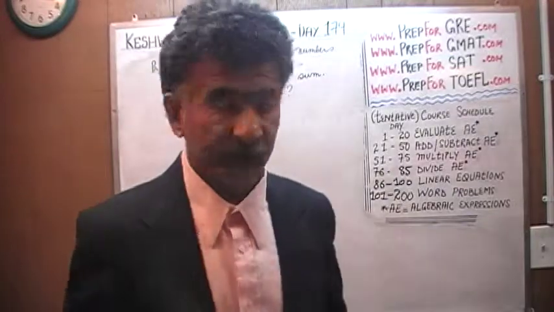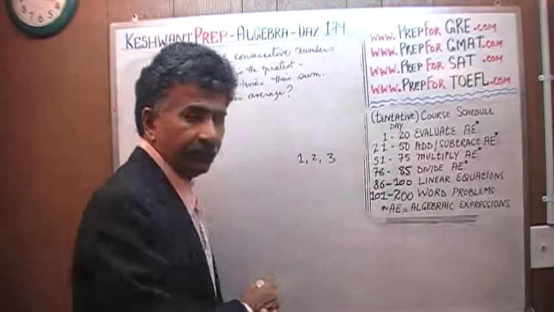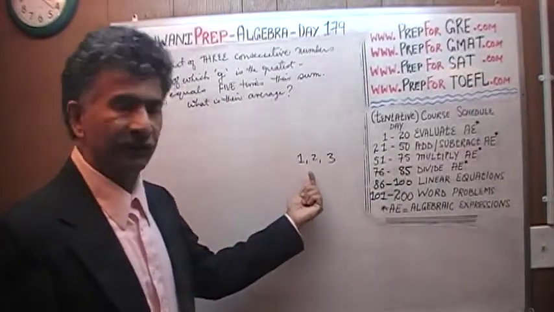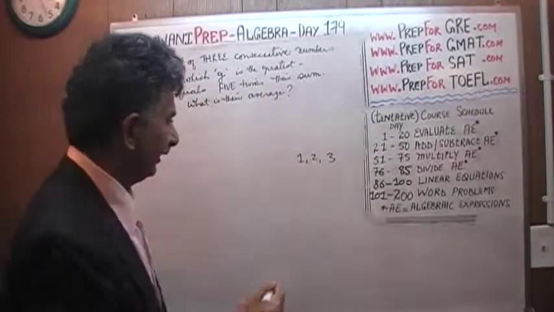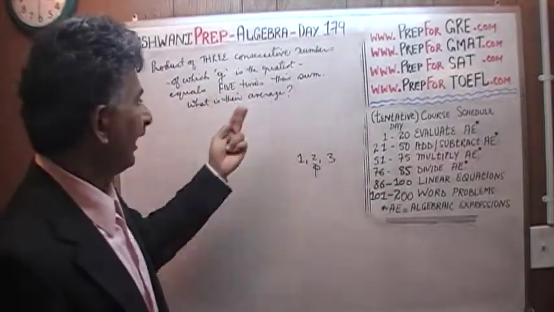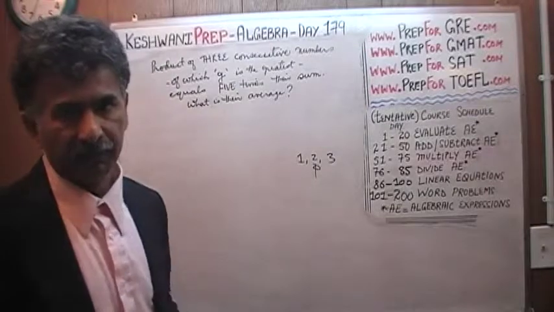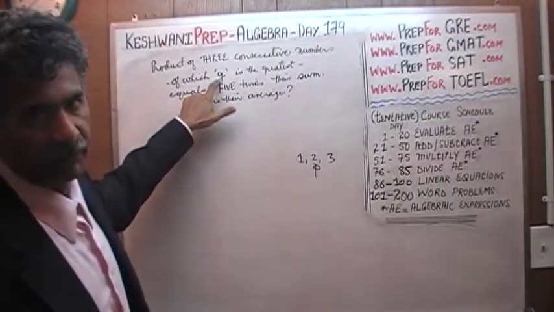Because they're consecutive, for example 1, 2, 3, they're equally spaced. The average of three numbers that are equally spaced is the middle number. So when they ask what is their average, that's just a very fancy, very annoying way of saying what's the middle number. In other words, what's the number that comes before G? G is the greatest, and there are three of them.